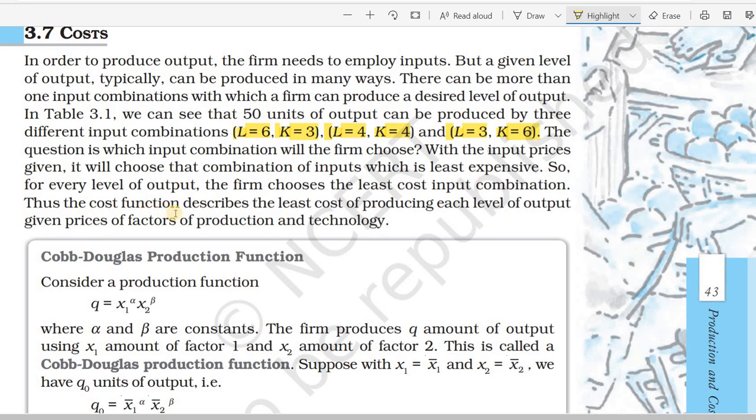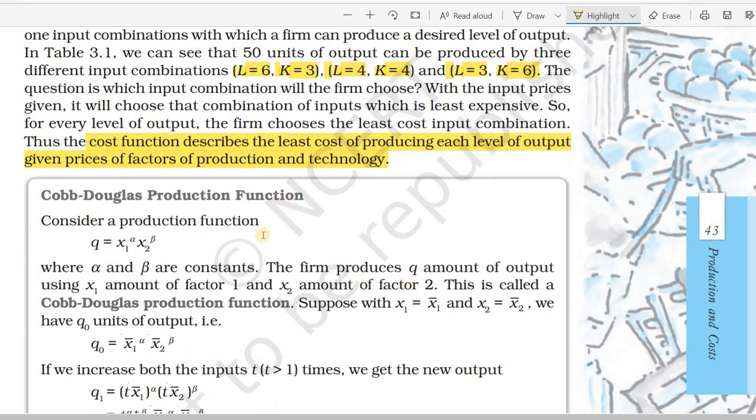Thus the cost function describes the least cost of producing each level of output. What is the cost function? It describes the least cost of producing each level of output with given prices of factors of production and technology. We studied production function, demand function. This one is the cost function. Now we can study about the Cobb-Douglas production function.